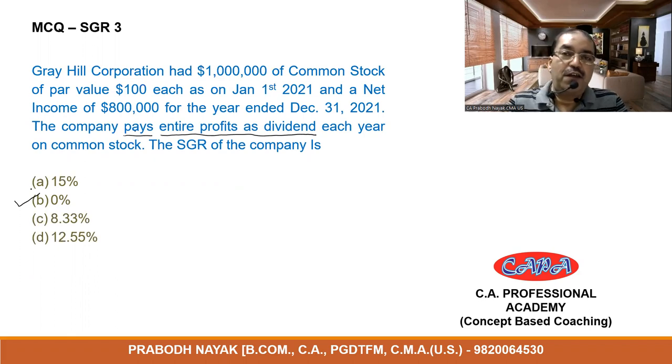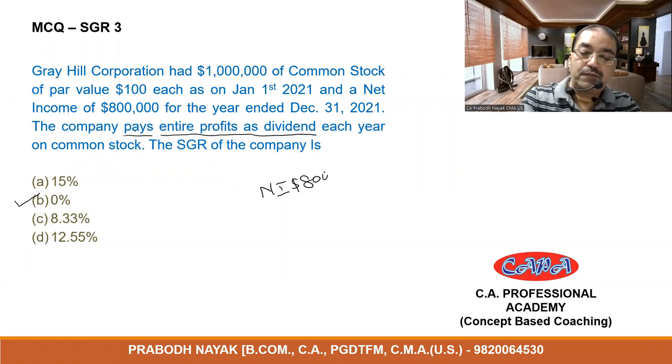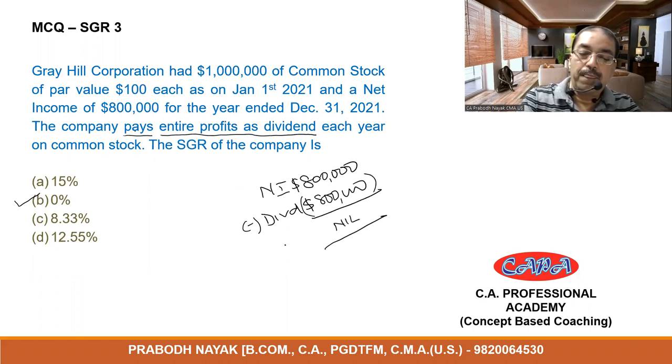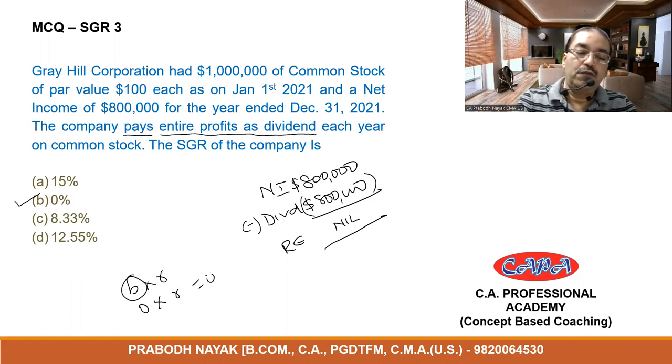If entire profits are paid as dividends, then what will happen? Net income is $800,000. The entire $800,000 you are paying as dividend. So what will happen? Retained earnings are nil. So when you calculate b into R, your b is zero. Zero into anything will give you zero. So the growth rate is zero. Right? So that is your sustainable growth rate.